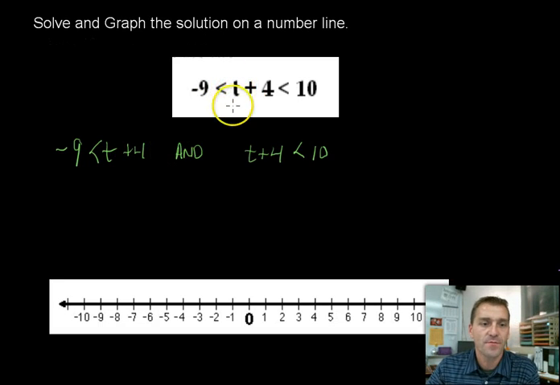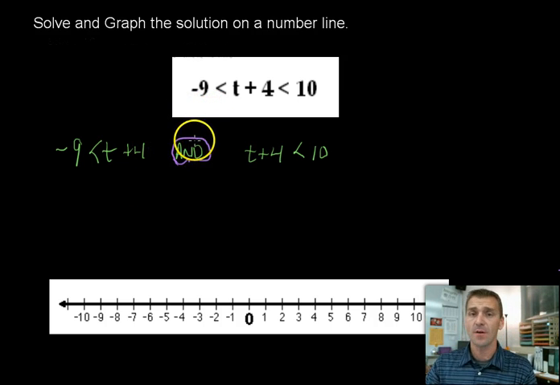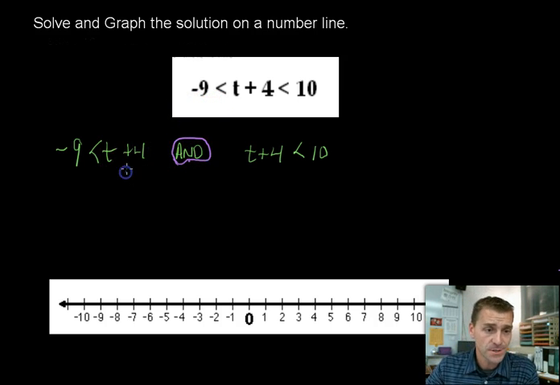So here's this example of the and compound inequality, and I already broke it up for you. So what you have to do is just simply solve this like we did in class. This over here, you just get the t by itself. So you subtract 4 from both sides.